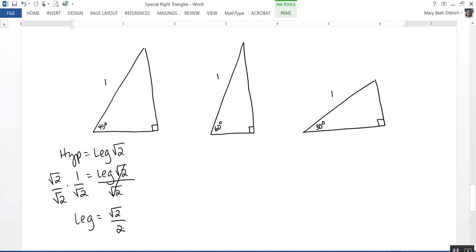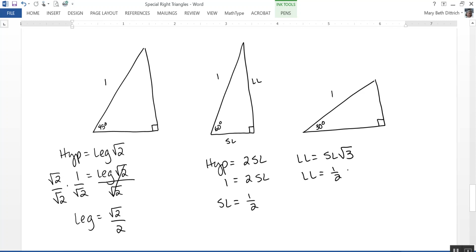Let's take a look at the 30, 60, 90. Here I have a short leg, here I have a long leg, and it's going to be the same for both of them. I know my hypotenuse is equal to 2 times the short leg, or 1 is equal to 2 times the short leg. Dividing both sides by 2, my short leg is equal to 1/2. And then I know that my long leg is equal to the short leg times the square root of 3. So my long leg is 1/2 times the square root of 3, or the way that we write that is long leg equals square root of 3 over 2.